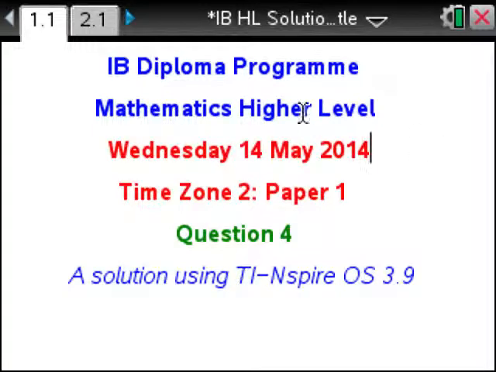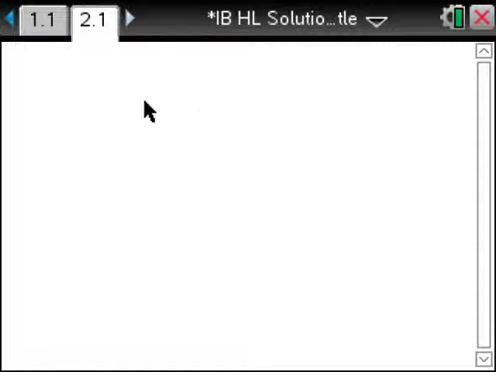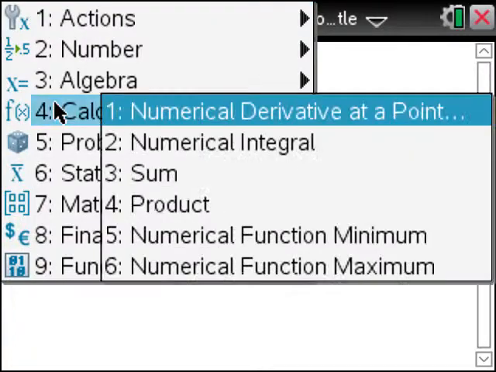Okay, it's high level paper 1, question 4. Let's go to the calculator page, and what we're going to do is actually find out what these roots are, even though the question says without solving the equation. But we can very quickly check any answers we may have got.